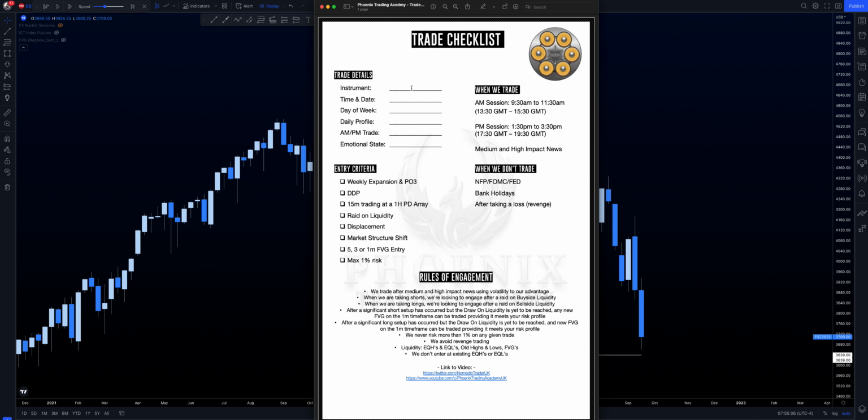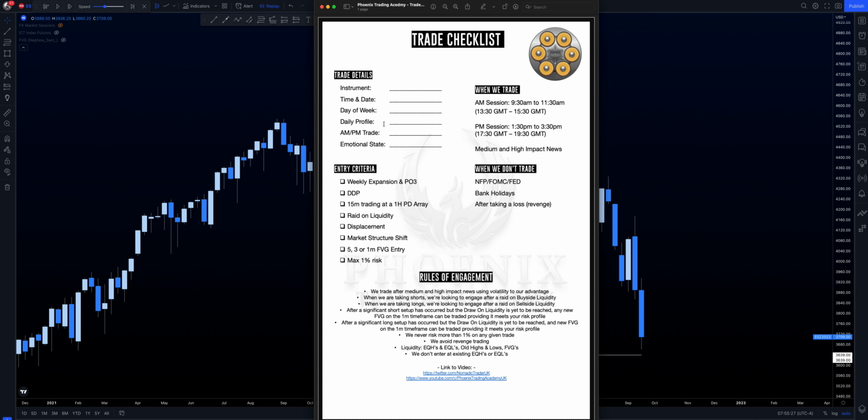You're filling in what instrument it is. For me, it would be the S&P 500 because that's all I trade. There's the time and the date of the entry of the trade. There's the day of week, which will also help you when you are back testing and cataloging in your journal for the power of 3 for the week where the weekly reversal occurred.